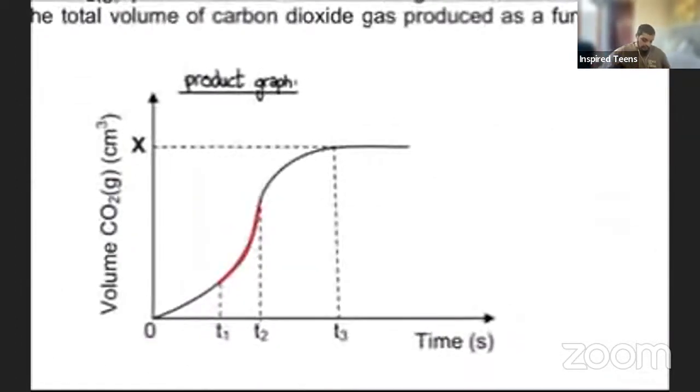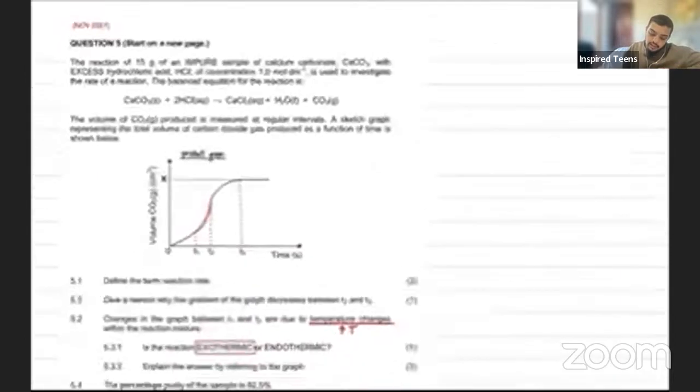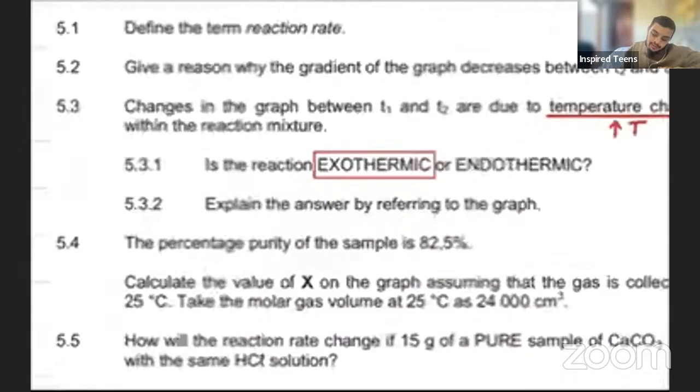So what is X on the graph? Let's just go back to the graph and let's see. X on the graph is the volume of CO2 being produced. It's the final volume, right? Because you can see that this is where the reaction ends. So they want us to calculate the final volume of CO2 gas that is produced. And they're telling us that the percentage purity of the sample is 82.5%. This is question 5.4.